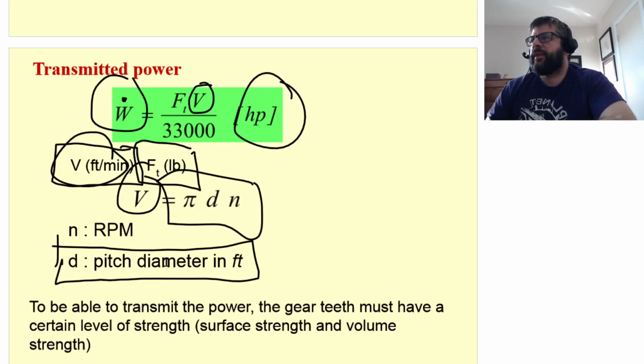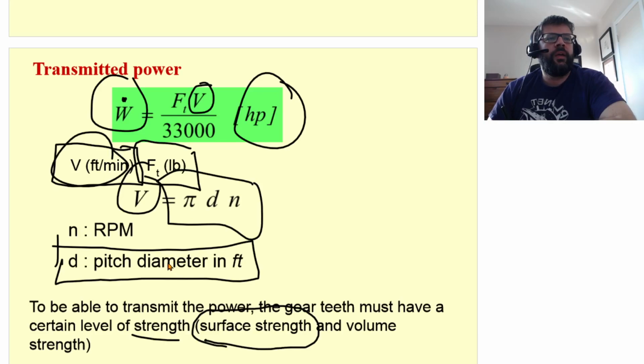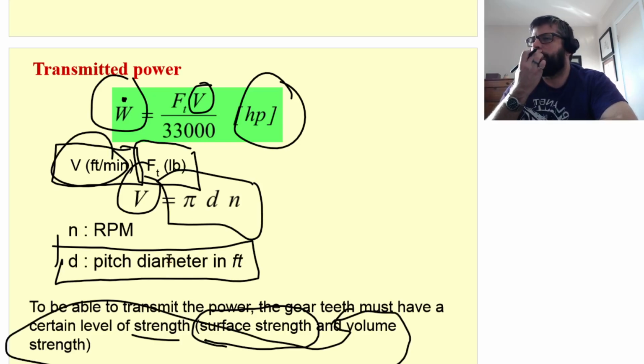So if we want to transmit that much power, we're going to be limited by the strength of the gears. We're going to have the gear teeth, and they need a certain amount of strength so that the surface doesn't wear away, and we've got the bending strength here. Let's go to the next slide.